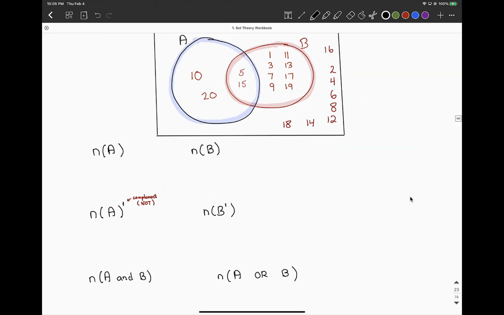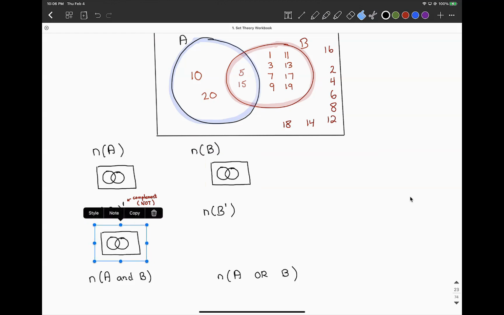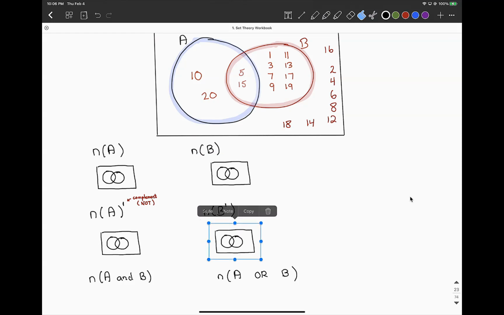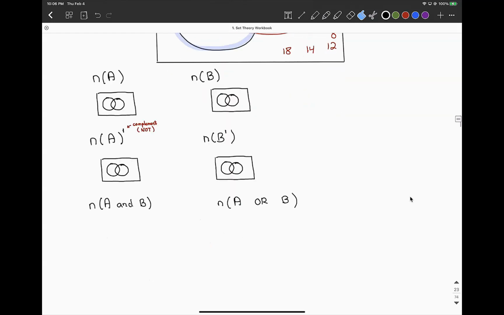Now, showing work is kind of nice in questions like this. I'm a very visual person, and I don't want to mess up that diagram up there. I'm going to draw a little mini diagram for each of these questions, and I'm going to shade.